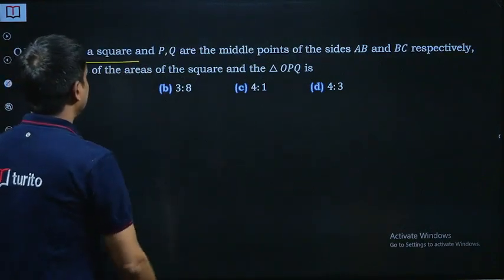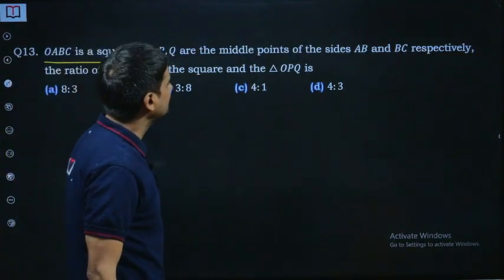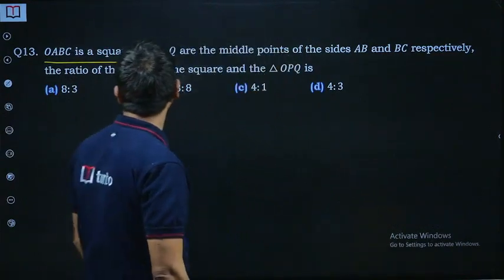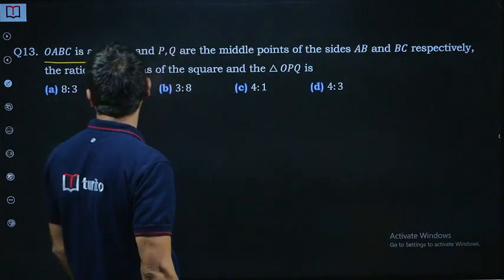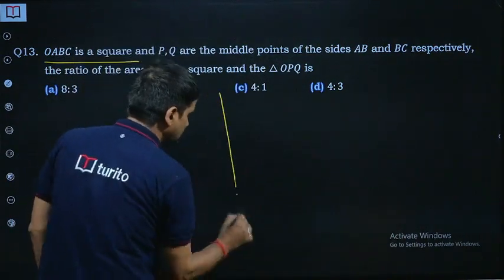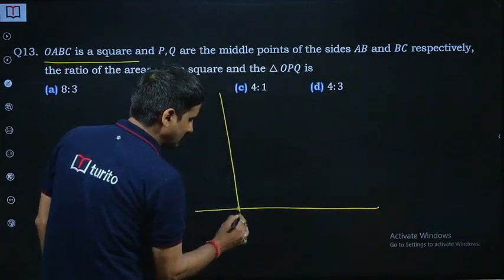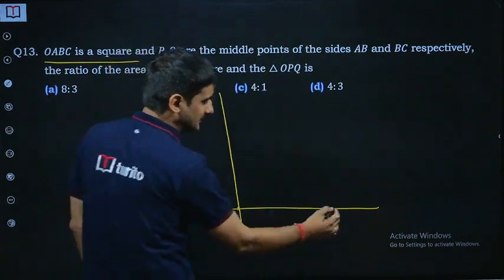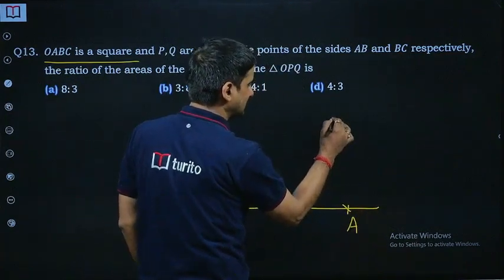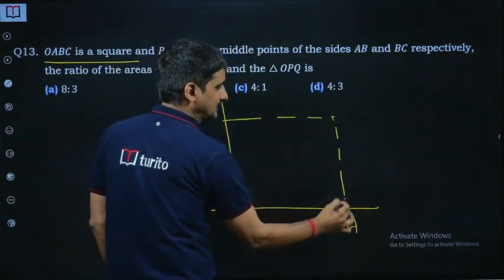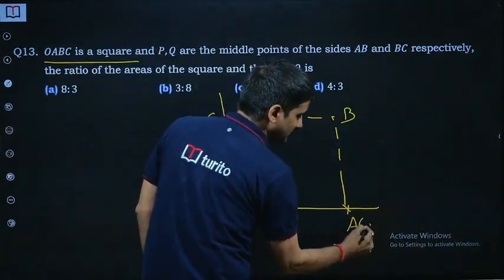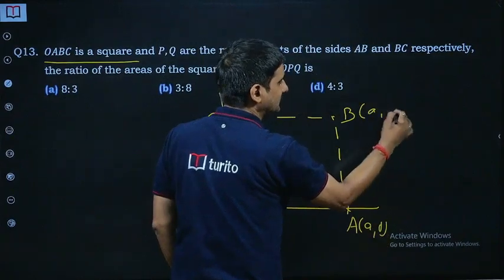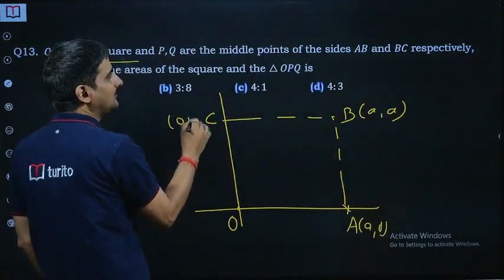OABC is a square, and P and Q are the midpoint of the side AB and BC respectively. The ratio of the areas of the square and the triangle OPQ is, okay, OABC is a square. So I will take O as origin. So we can take it like this. OABC is a square. So that's the easiest one. Okay, and then if this is a comma 0, so this is a comma a, and then this is 0 comma a.